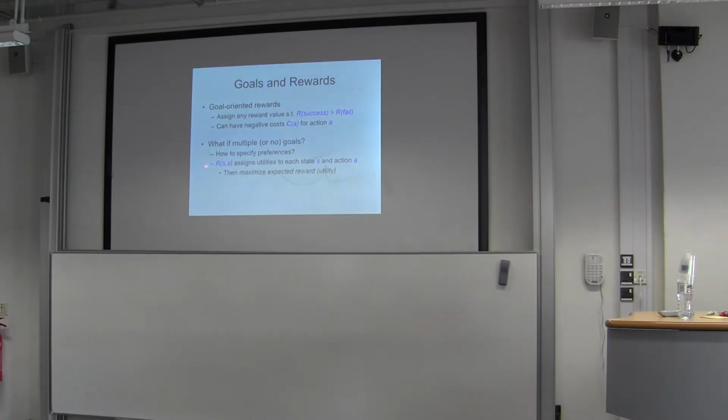Generally you have a reward for a state and action, and you assign utilities to each state and action. This covers action costs and everything else. You want to maximize the utility, but the question is, if I get reward 5 at this time step and reward 10 the next time step, how do rewards work over time?